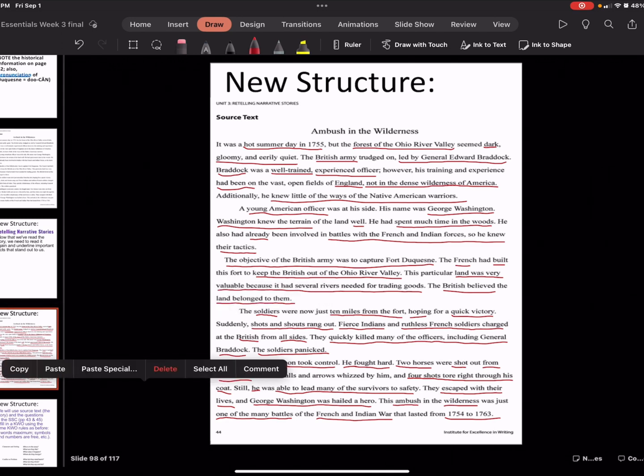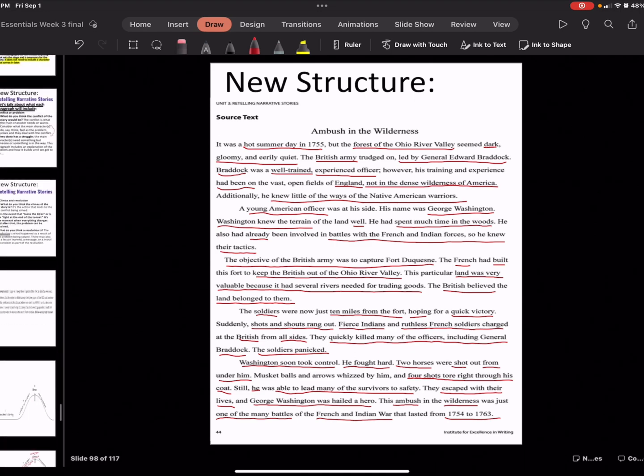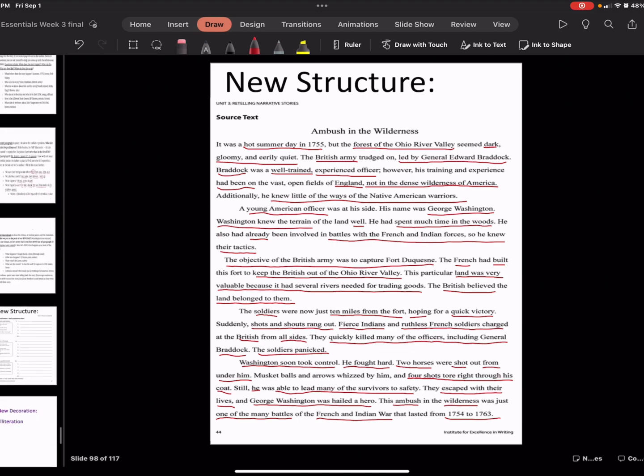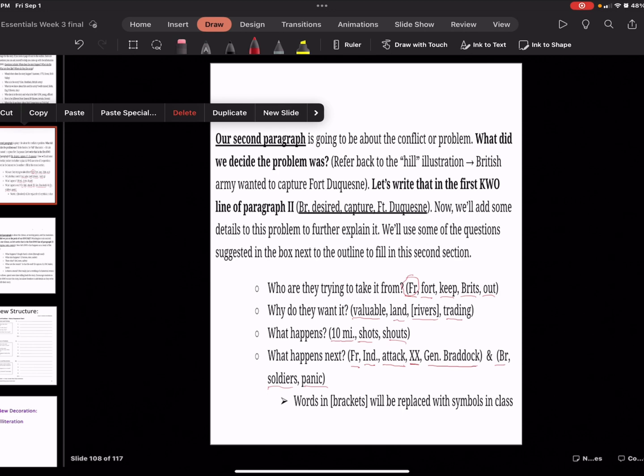So 10 miles away, the fierce Indians and the ruthless French soldiers charged at the British. So the Indians and the French are charging at all sides. So we'll go back here. French and Indian attack General Braddock. Okay.